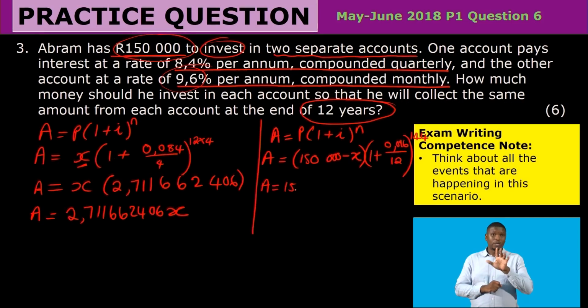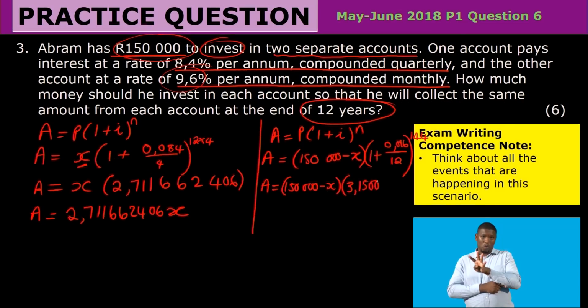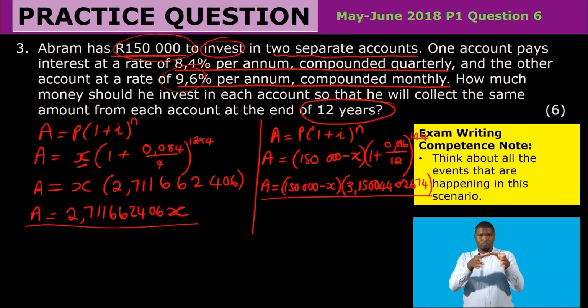And when we simplify that, that gives us a formula. Here we have 150,000 minus X, because we don't know what that value is, but we do know that the value from the first account was subtracted from 150,000. And in the second bracket, we will have the 3,150,044, and that value continues there. So we are going to write the whole value, 02674, and we are going to close that bracket. Now, this is what we have from the first account, and this is what we have from the second account.